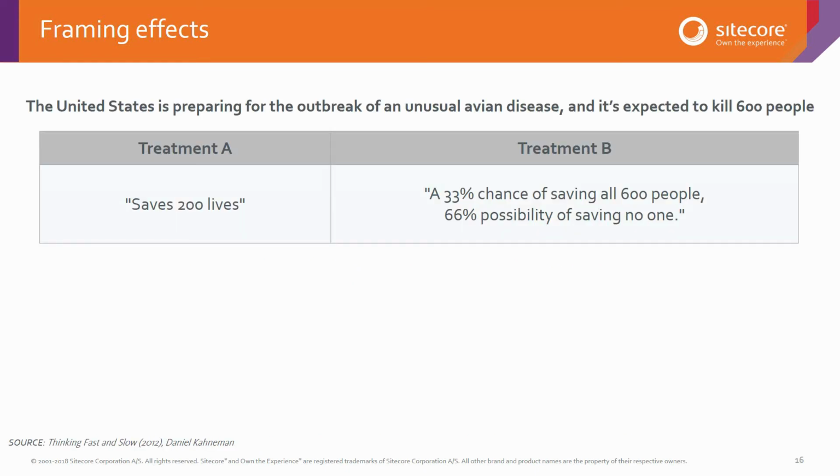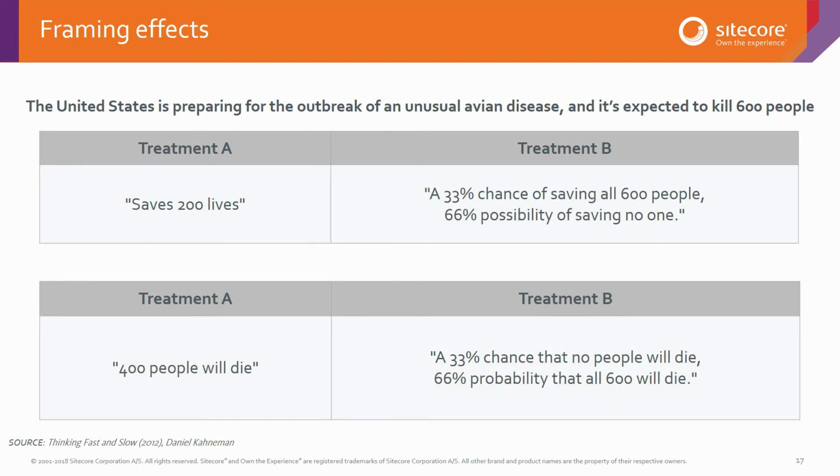Here's my favorite example of the framing effect. Imagine that the US is preparing for the outbreak of a disease that's expected to kill 600 people. You've got 2 alternate treatment programs that have been proposed to combat the disease. The first one will save 200 lives, and for the second, it's estimated that there's a 33% chance of saving all 600 people and a 66% chance of saving no one. So when a group of people were asked to pick between these two, 72% of that group chose treatment A.